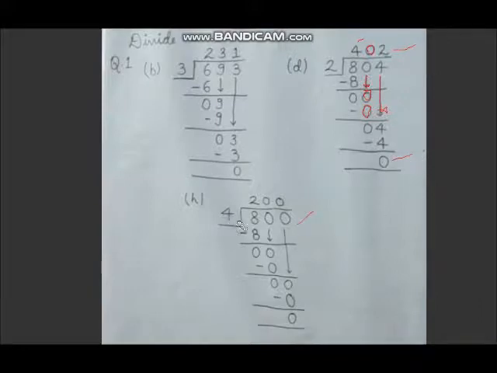Similarly, in this one, we are dividing 800 by 4. So in the table of 4, 8 comes 2 times and 0 will come 0 times only. So 200 will be the quotient and 0 will be the remainder.